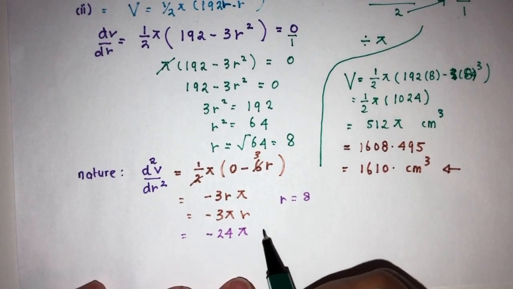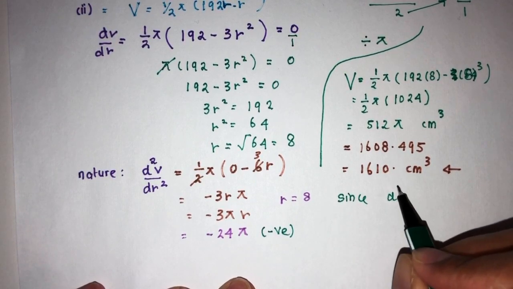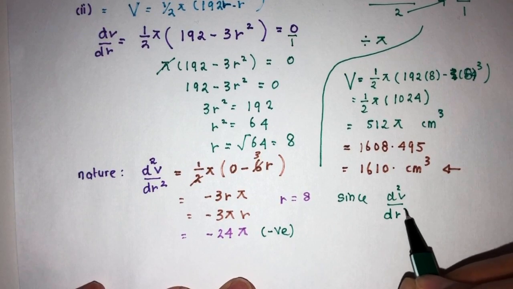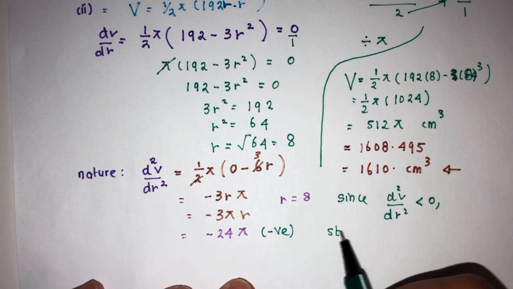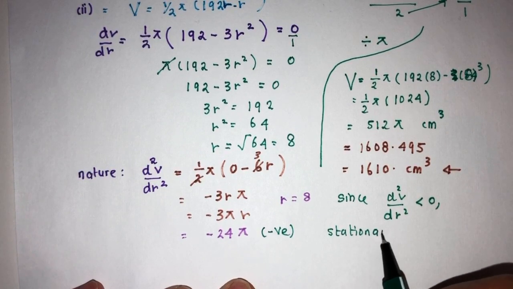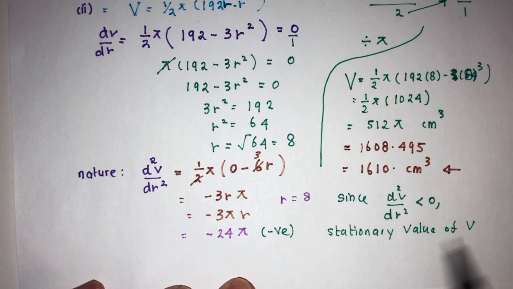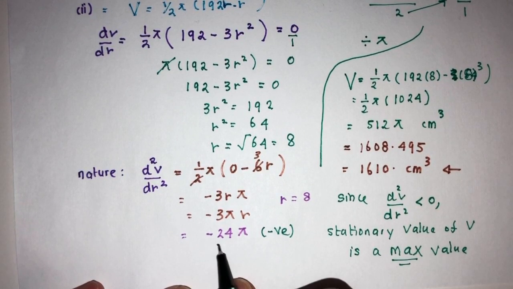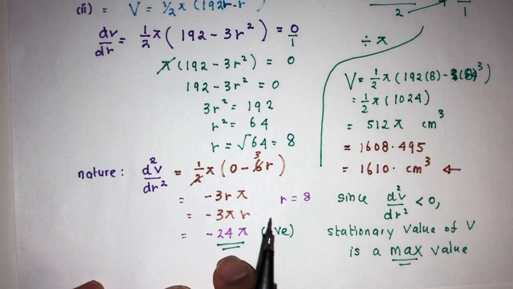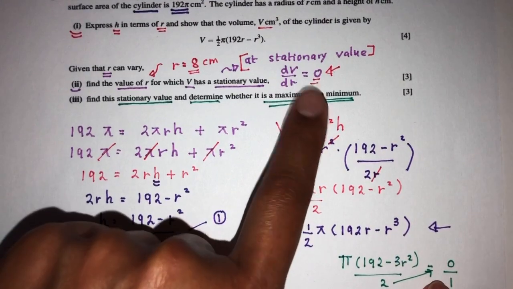So here we have this. We realize this is a negative value. So since d2v by dr2, the second derivative, is a negative value, we know that the stationary value of v, which was found to be this, is a maximum value. So that's the main idea here. Once you find out this is negative, it means it is a maximum value. If it was positive, it will be a minimum value. So we have to know this for this kind of finding the nature problem.